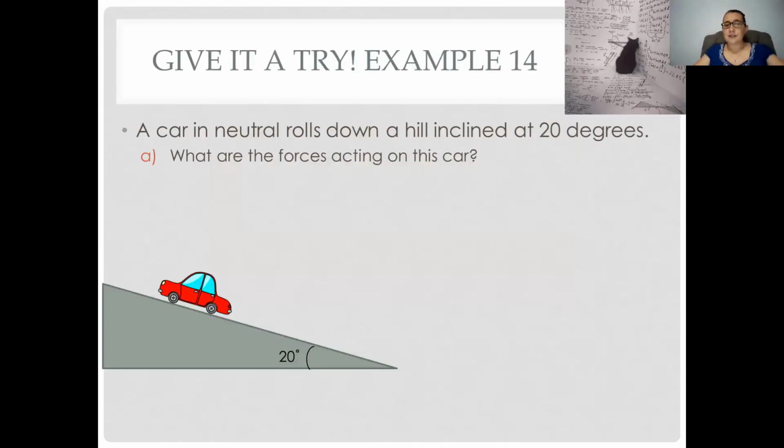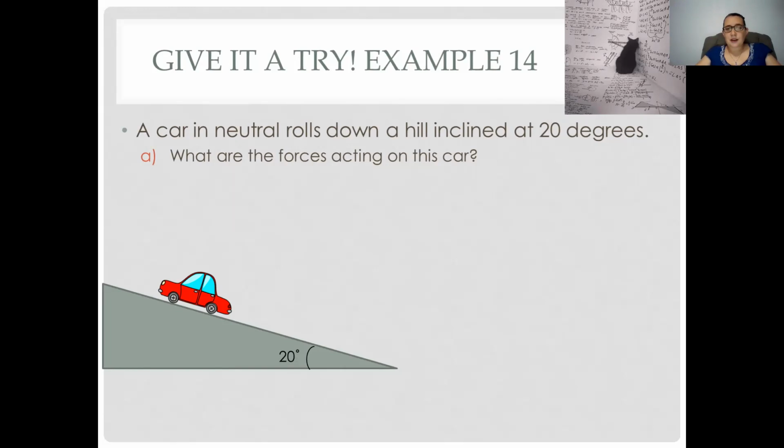Okay, so here we go. This is a more advanced example problem, which is why I really wanted to make sure that we hit this, because it is different than anything that we've done before, but it is very typical of what you'd see in Physics 1. So here we have a car in neutral rolling down a hill that is inclined at 20 degrees. So we no longer have a nice horizontal surface that we're dealing with. Now we have this incline, and we'll see how this affects both our free body diagram and the math and all that stuff.